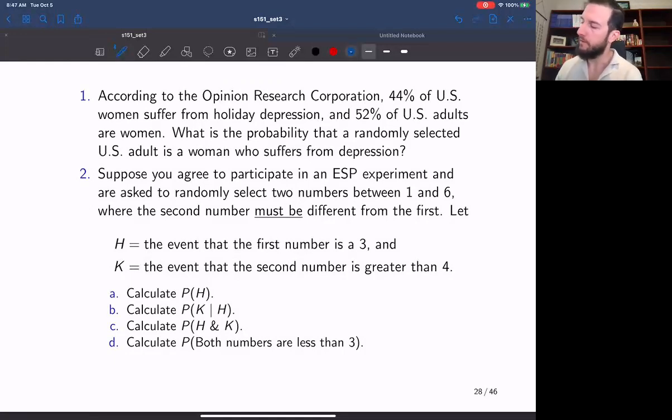We have two exercises here that are based off of what we had just learned: independence and the multiplication rule.